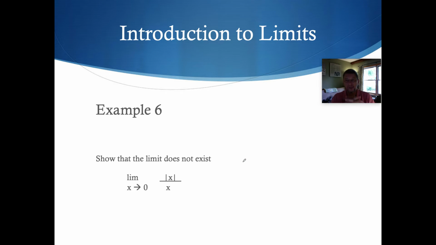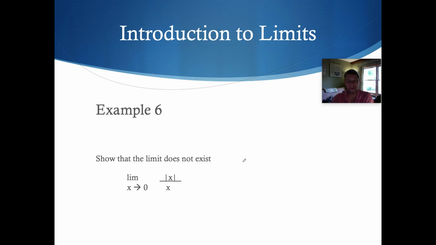Now, for example number 6, I'm going to ask you to show that the limit does not exist. And in this case, again, I'm going to use a graph. And so I'm going to graph the function, the absolute value of x over x, and I'm going to look at its behavior as x approaches zero from both the left and the right. You're asked here to show that the limit as x approaches zero of the absolute value of x over x does not exist.